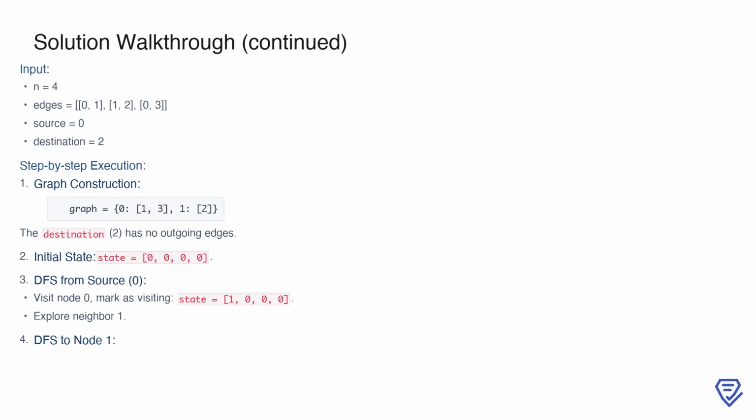In this next example, we have a graph with dead ends. The graph consists of 4 nodes. Node 0 points to both node 1 and node 3, and node 1 points to node 2.